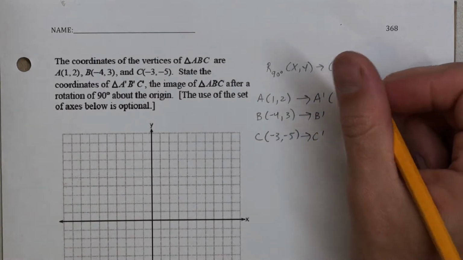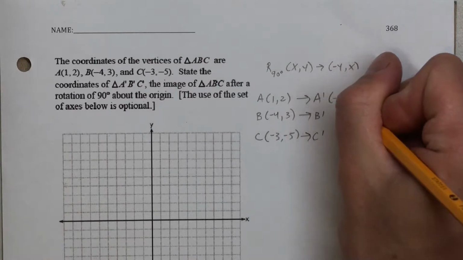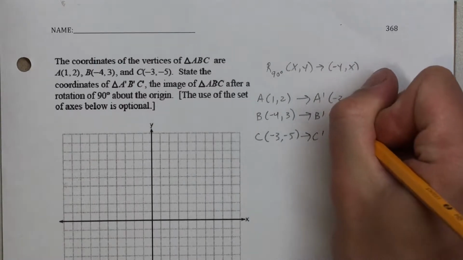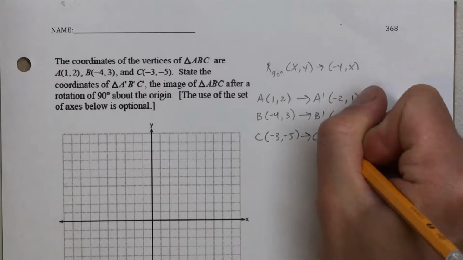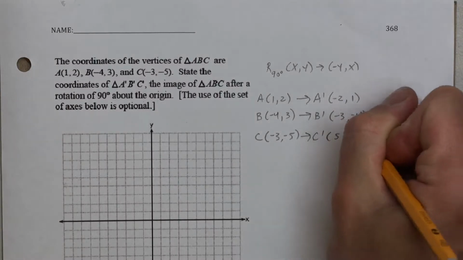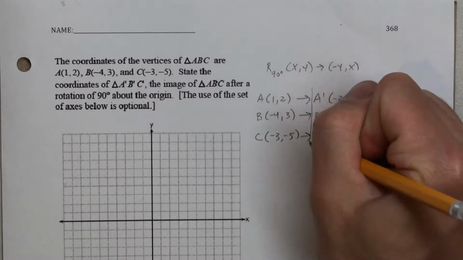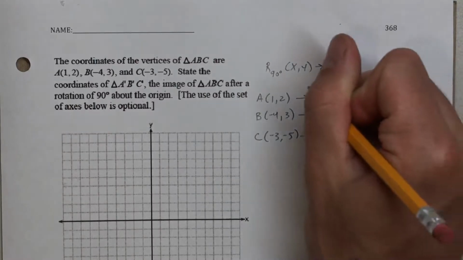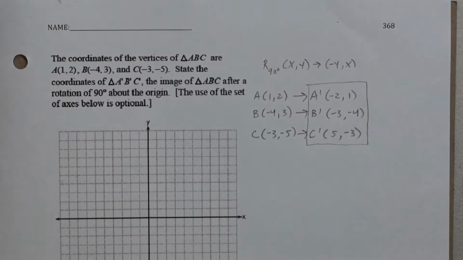Okay, A prime would be negative 2 comma 1, B prime would be negative 3 comma negative 4, and C prime would be 5 comma negative 3. And since the graph is optional, I don't need to use it. Okay.